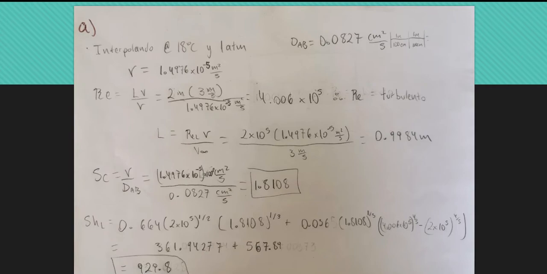As we have seen, in that Sherwood formula we need the Schmidt number for knowing the value of Sherwood. So we calculate the Schmidt number with the kinematic viscosity and the diffusion coefficient. And this gave us a value of 1.8. Then we proceed to calculate Sherwood. That gives us a value of 929.8.